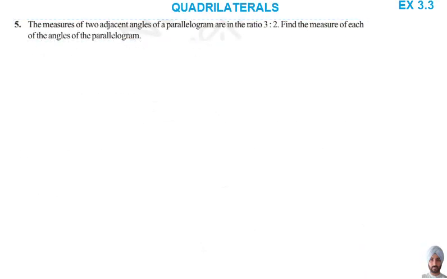So question number 5 is: the measure of two adjacent angles of a parallelogram are in the ratio 3:2. Find the measure of each of the angles of the parallelogram. So what we have here is two adjacent angles of a parallelogram. So I'm going to make the parallelogram. First of all, a rough parallelogram.